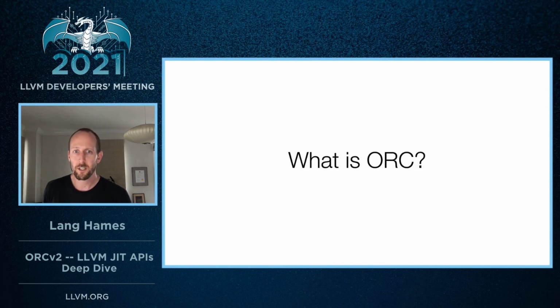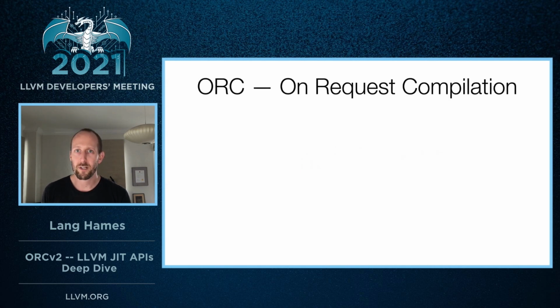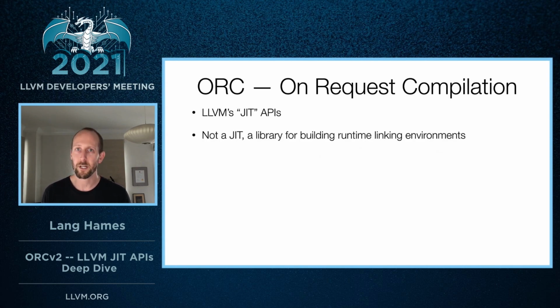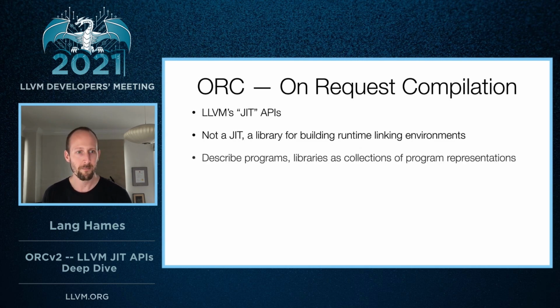So first up, what is ORC? It's short for on-request compilation, and it's often referred to as LLVM's JIT APIs, and certainly people do build JITs on top of this. But ORC itself is not a JIT. It's a library for building runtime linking environments. And by that, I mean systems that patch relocatable object files into running processes.